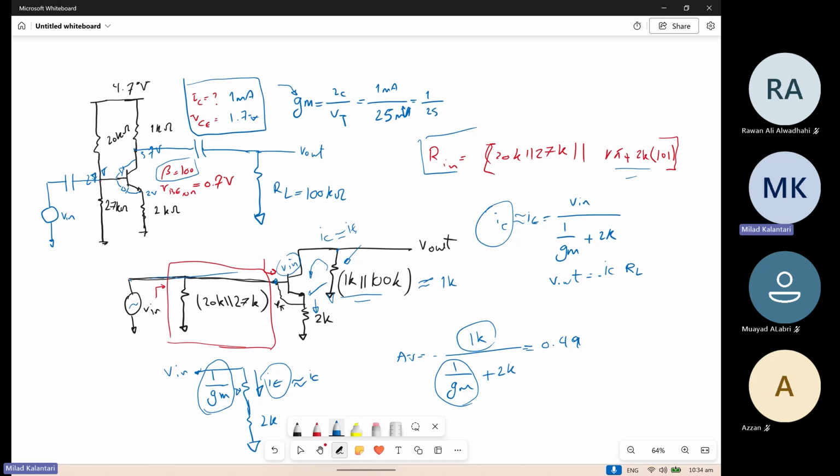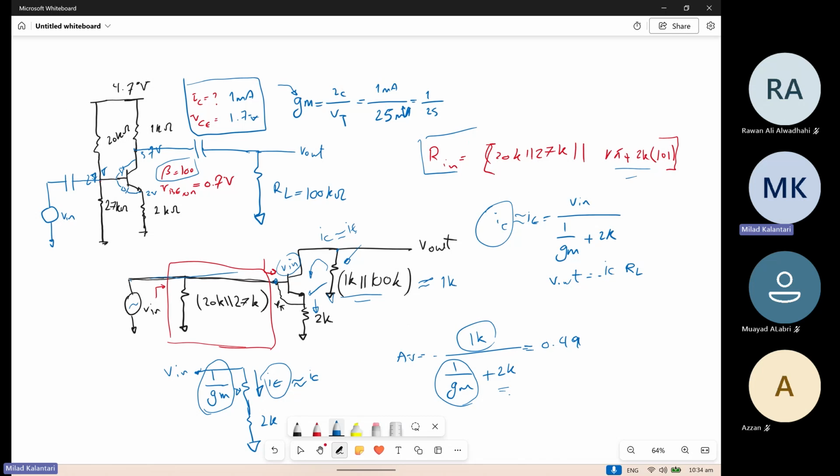Which impedance? Yes, if the 2 kilo ohm was 0, basically, in this equation, you could see, right? If it was 0, then the gain would be higher, right? So how can we get rid of this 2 kilo ohm in the AC, but still keep it as the DC, right?